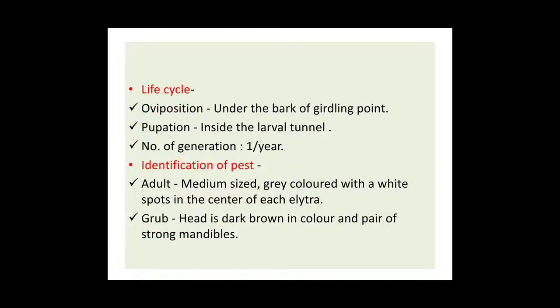Then the next point is life cycle. The oviposition means the site of egg laying is under the bark at the girdling point. Pupation takes place inside the larval tunnel, and the number of generations of this stem girdler is only 1 per year. The next point is identification of the pest. Firstly, the adult. The adult is a medium size, grey color, with white spots in the center of each elytra. Then the grub. The head of the grub is dark brown in color, with a pair of strong mandibles.